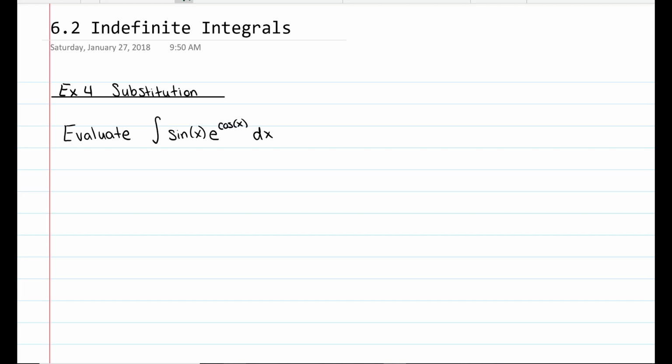The way u substitution works is we think of what we can take the derivative of and get back something in the function. So in this example, we're going to let u equal cosine of x, because we know the derivative of e to the x. And now we're going to take the derivative of both sides with respect to x, and you're going to get du dx equals negative sine of x.